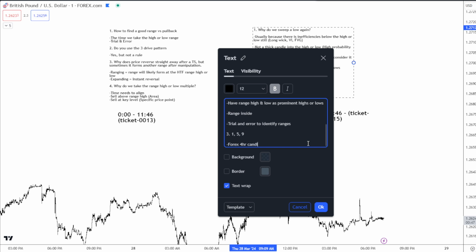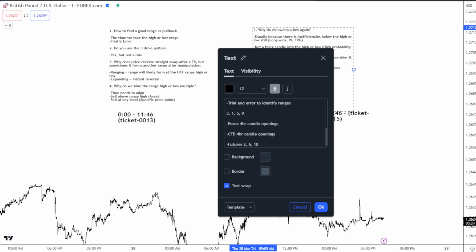Forex 4-hour candle openings and CFD, right, which is Forex 4-hour candle openings, and then futures is 2, 6, 10, right? I'm guessing that's what he's saying.